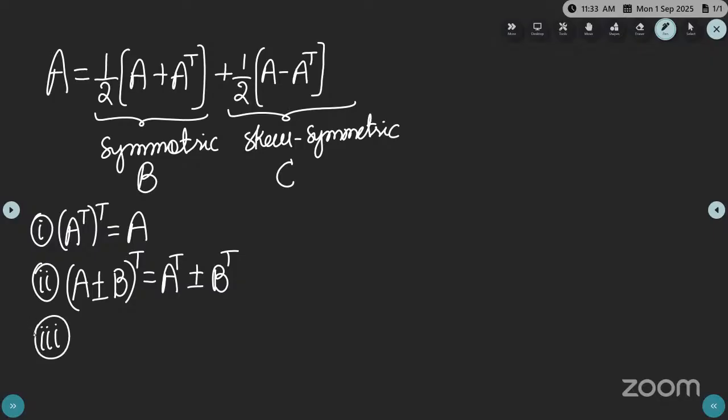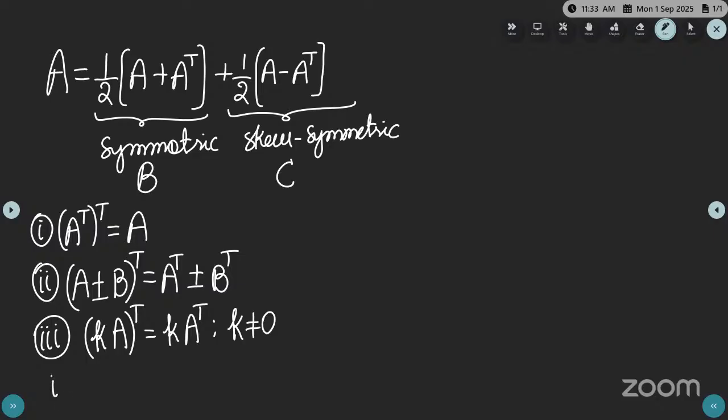A, B are of the same order. Next, (K·A) whole transpose equals K·A transpose, for K a non-zero scalar.